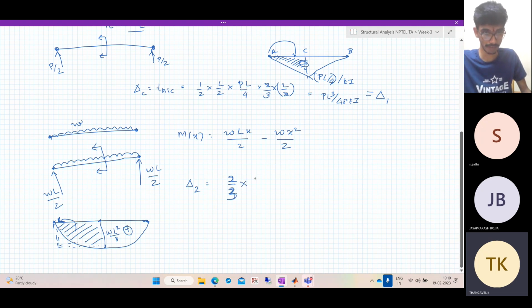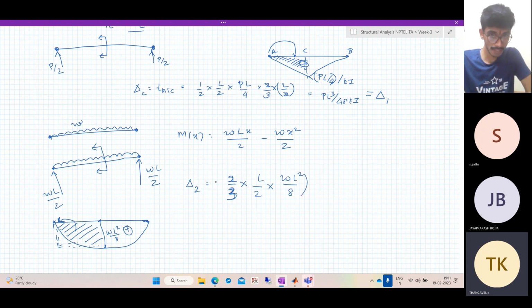So the area of this is 2/3, not half, 2/3 into what is the area of the rectangle? Area of the rectangle is L by 2 into height of the rectangle, WL square by 8. So this is the area. For moment you need to take the centroidal distance. The centroid of the parabola is at 3 by 8 from the slope 0 side... and 5 by 8 from the other side. So this is 5 by 8.